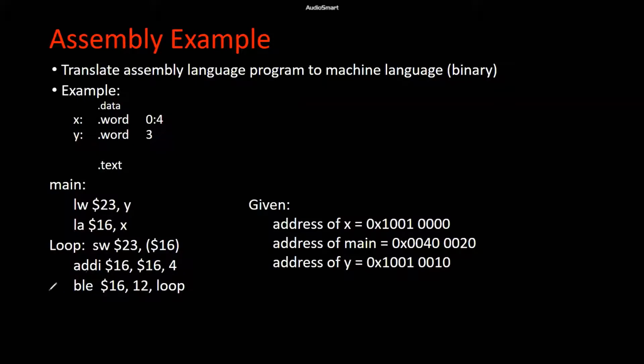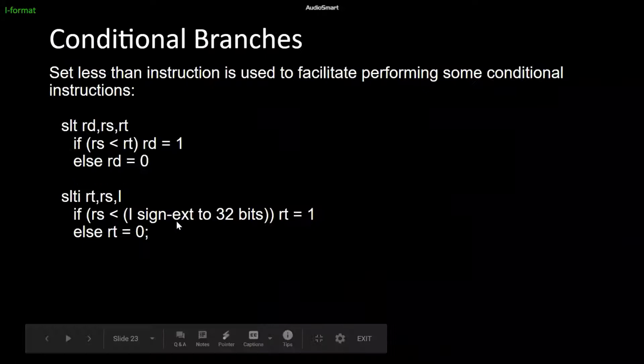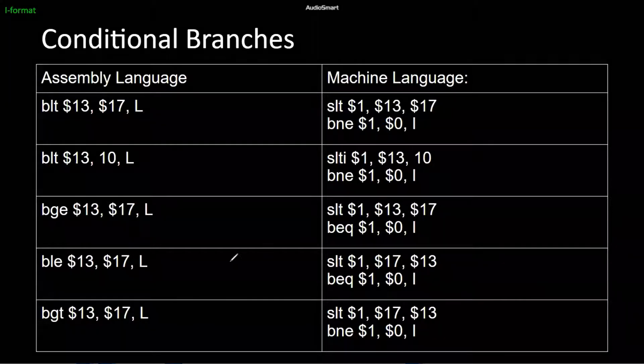For branch less or equal, we've seen that most of the branches are actually pseudo instructions, and they are converted to different instructions. So let's look that up. There is BLE. If you think about it a bit and work on it, you can figure it out on your own instead of looking it up. It's very logical, but let's look at the translation.